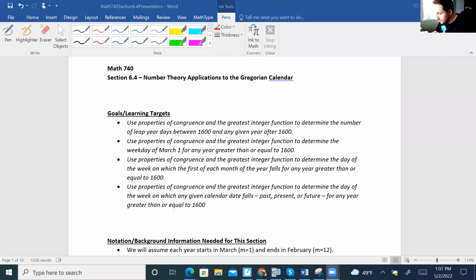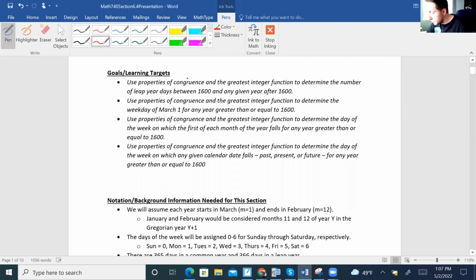All right. So this is going to be the presentation for section 6.4, which looks at number theory applications to the Gregorian calendar that we've been using since roughly 1600. So the goals and the learning targets of this section, and we're going to run through all this.